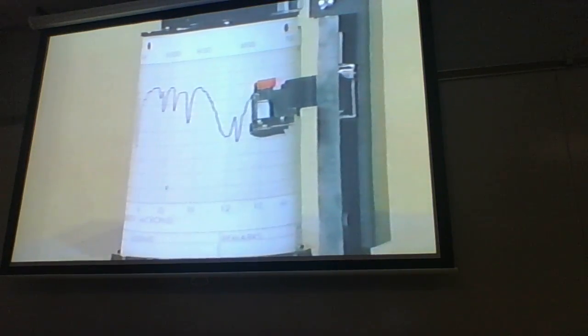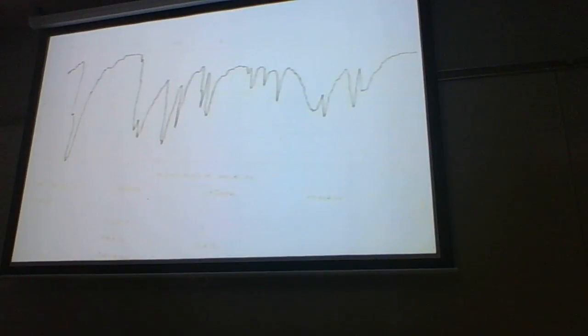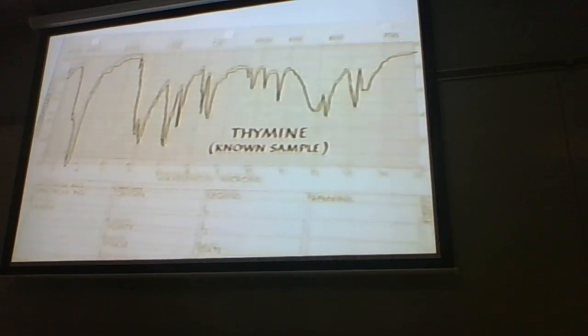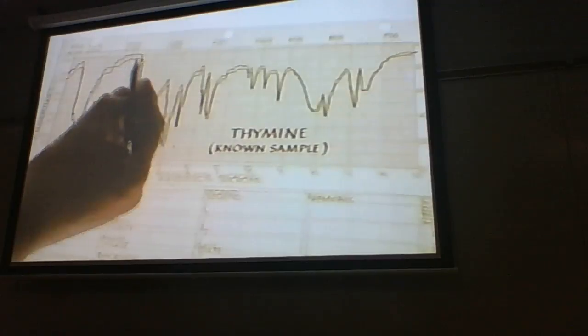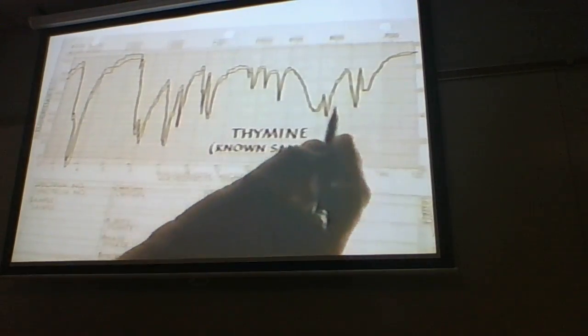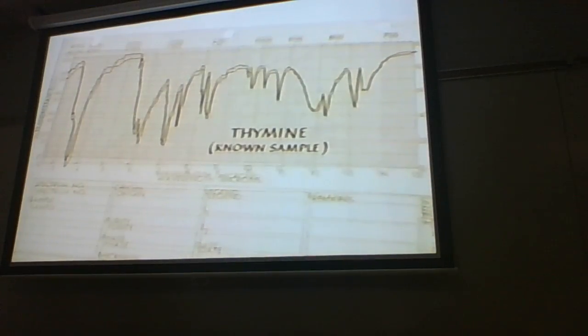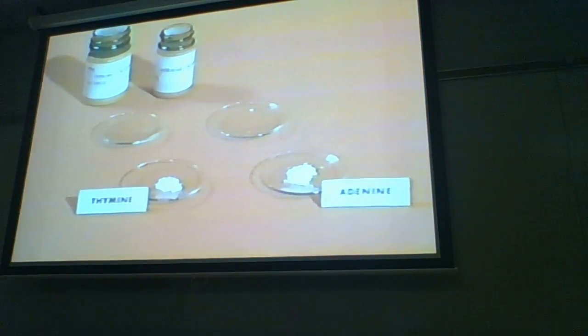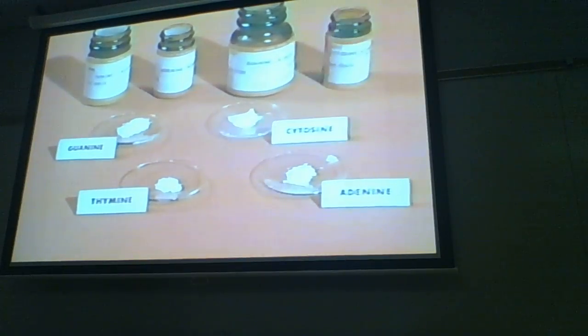A characteristic spectrum is produced by each component separated in the chromatography procedure. The absorption spectrum produced by one of these extracts is compared with the known absorption spectrum of the chemical thymine. Apparently, chromosomes contain thymine. Similar analysis of the other components shows that each has its own characteristic spectrum. Identification shows that besides thymine, chromosomes contain adenine, guanine, and cytosine.